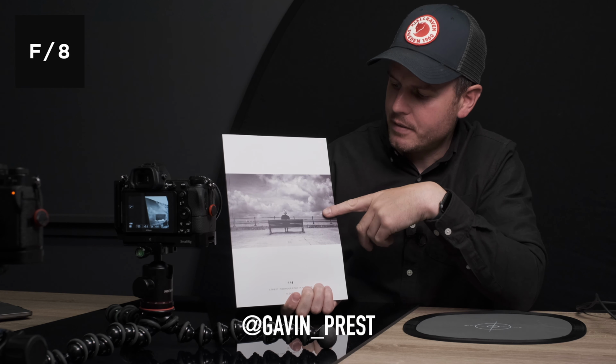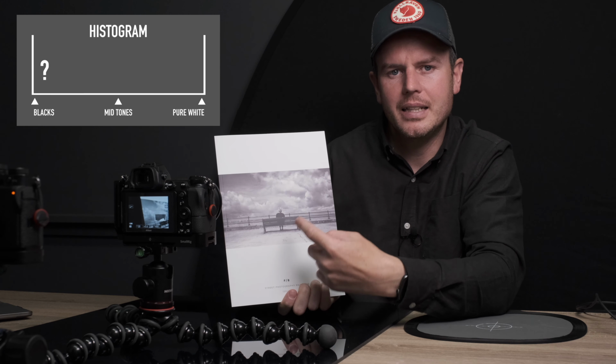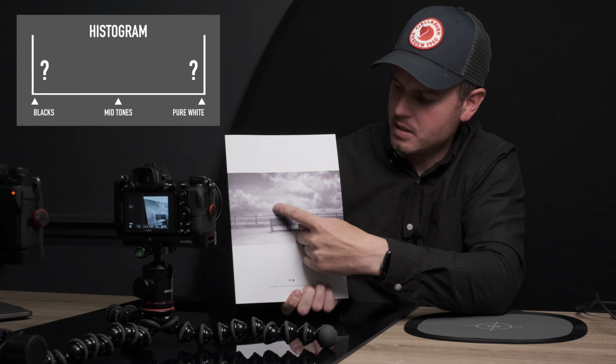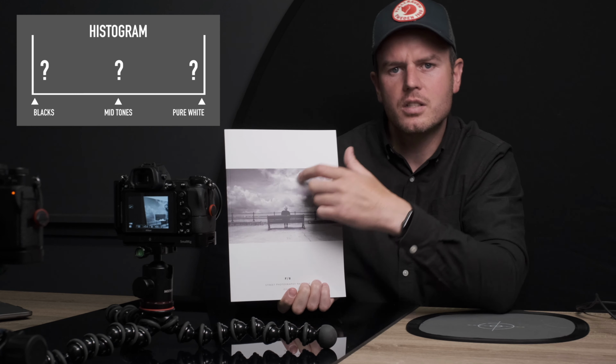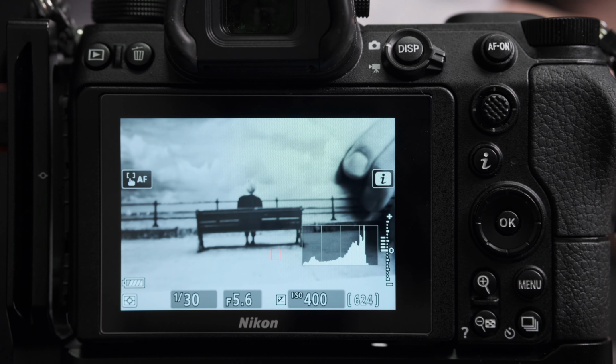But this is an image by Gavin Preston, not my photograph. It's black and white, and we can look at it and say, is there anything black in there? Yes. Is there anything white in there? Yes. Is there anything 50% grey in there? Yes. So we can use this image and plonk it in front of the Nikon and see what the histogram would have looked like.